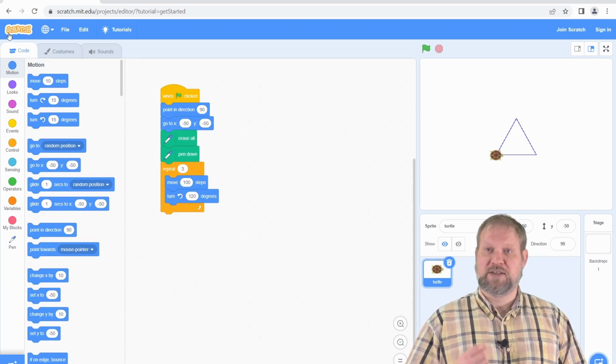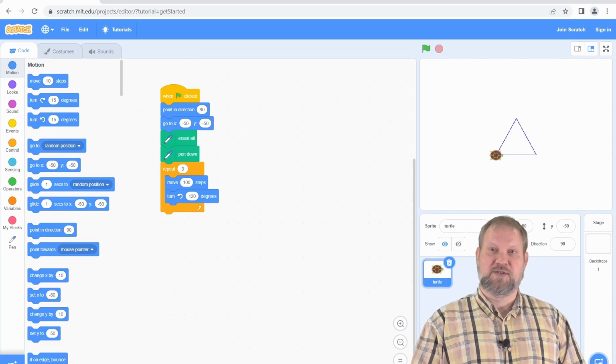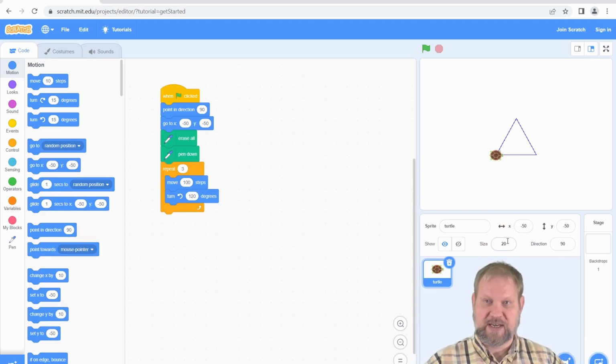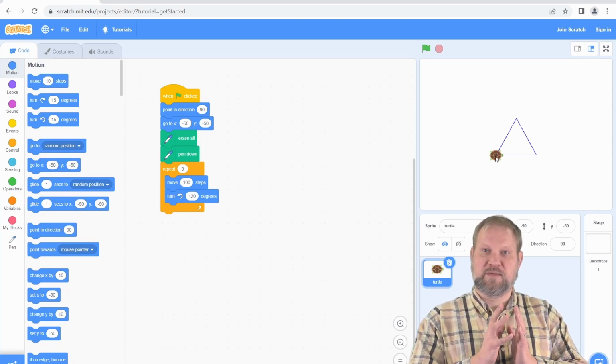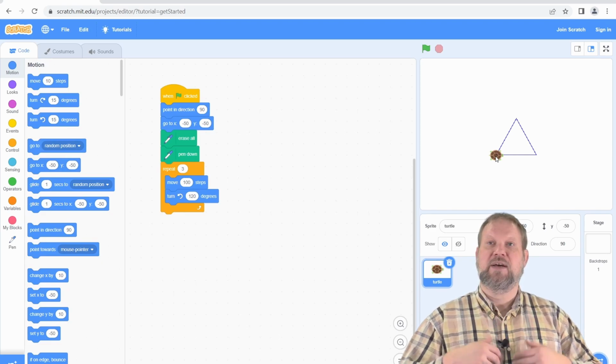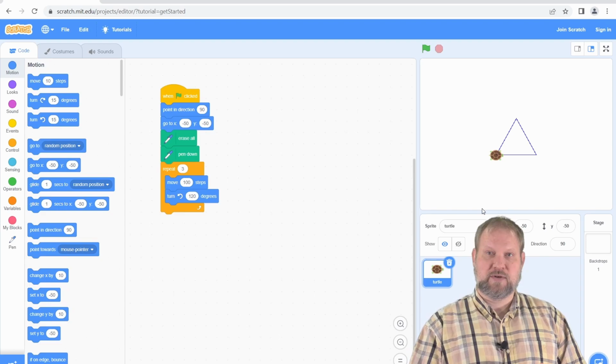So the pin blocks actually work with any sprite. It doesn't have to be a turtle. But I went ahead and created this cute little turtle sprite for tradition's sake to introduce this program. Now the other thing I'll point out about this turtle is we've actually scaled it down. If I duck down a little, you can see its size is 20%. So it's actually been scaled down from what it normally would be, so we can really see these lines as it's drawing them. And you can control that by basically just putting in the value here.